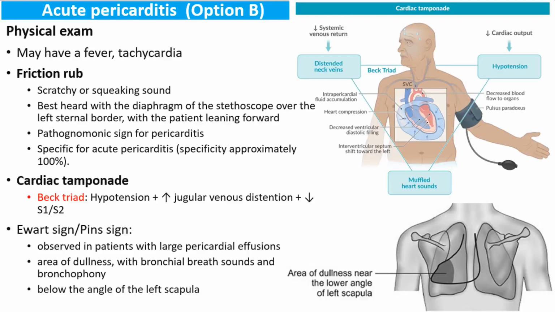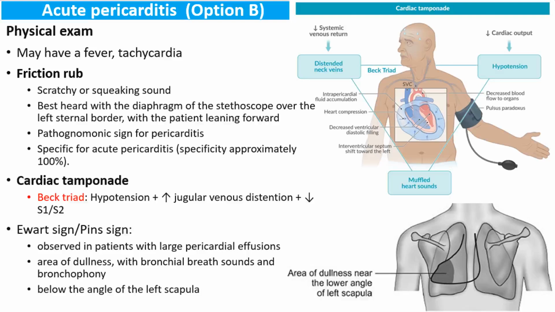The specificity approaches 100%. Additionally, patients may exhibit Ewart's sign, also known as the pin sign, where dullness to percussion and bronchial breath sounds, bronchophony or decreased breath sounds are found at the left lower lung field due to compression by a large pericardial effusion. Other findings may include fever, tachycardia, and symptoms of pericardial effusion, such as dyspnea. In more severe cases, signs of cardiac tamponade may be present, including hypotension, pulsus paradoxus, a drop in blood pressure during inspiration, elevated jugular venous pressure, and muffled heart sounds.